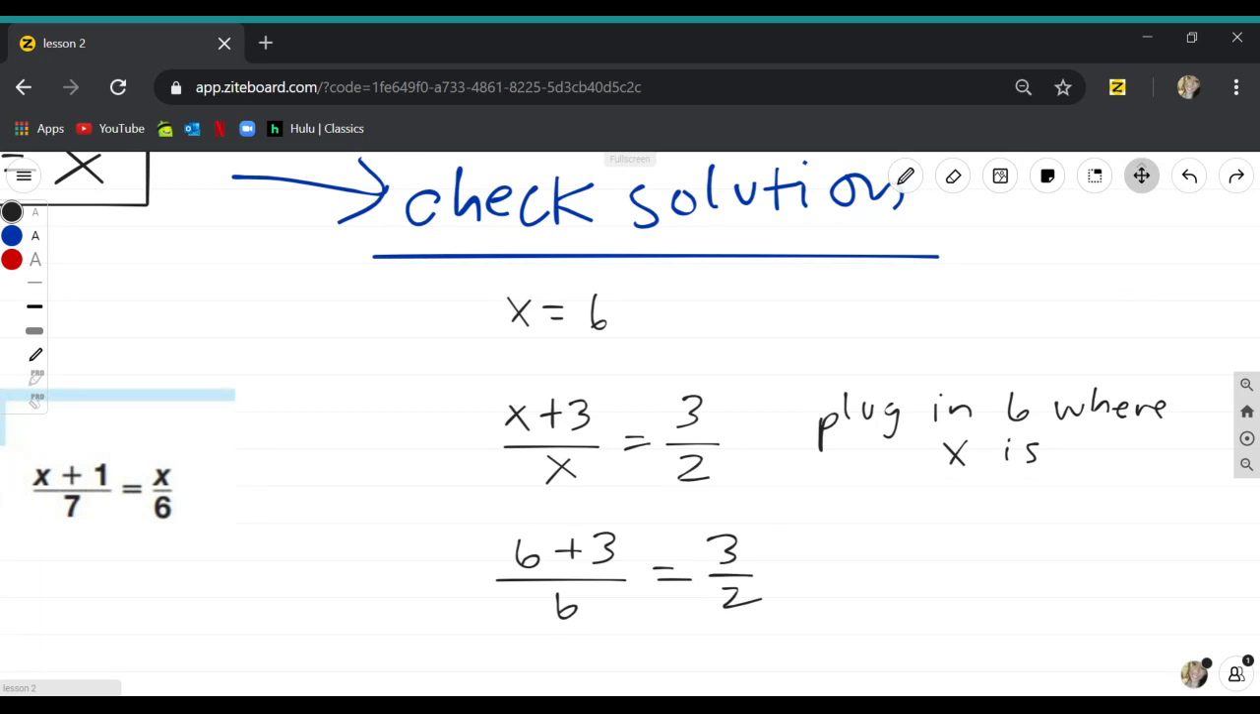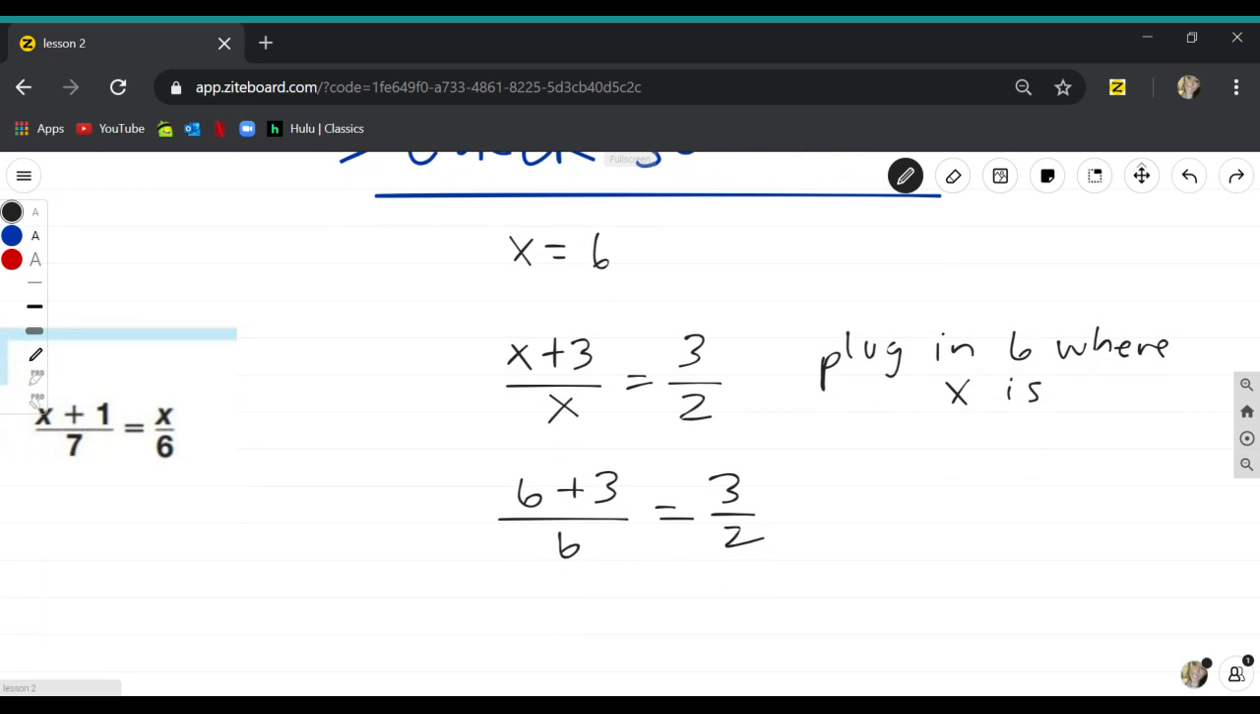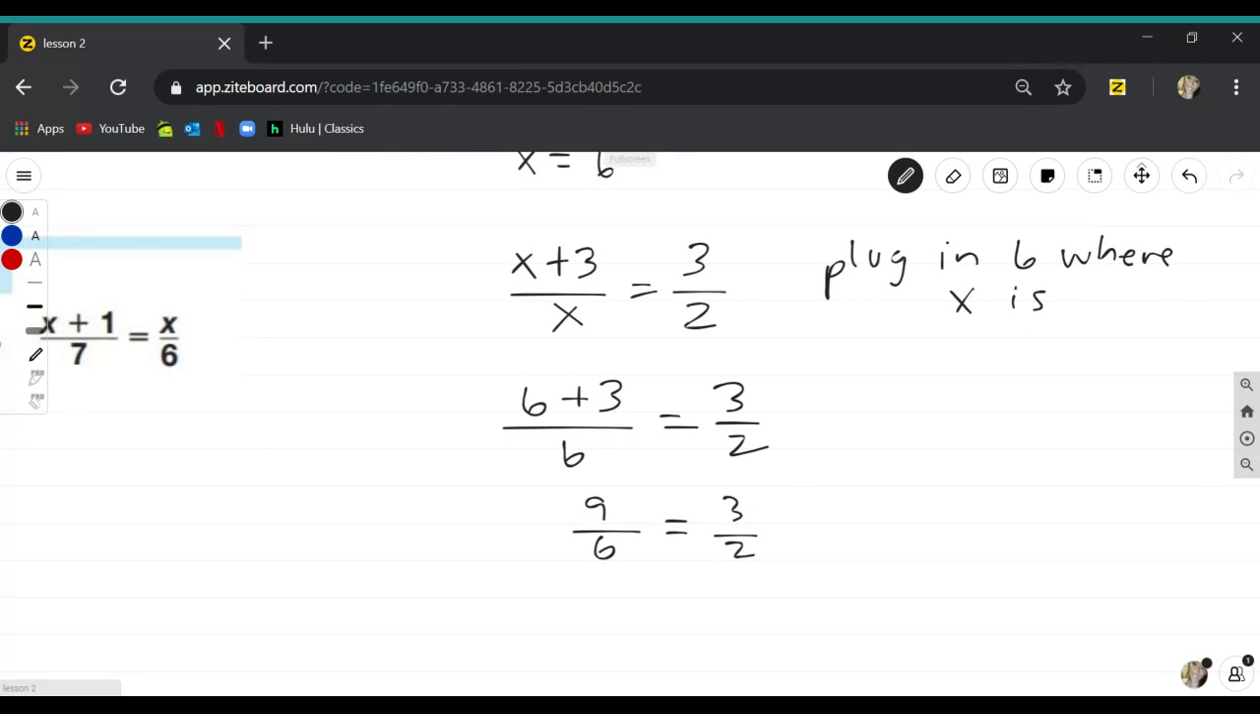Well, then 6 plus 3 is 9 over 6 is equal to 3 halves. Well, we can reduce this 9 over 6, and we can divide it by 3 on both sides. So 9 divided by 3 is 3. 6 divided by 3 is 2. And those are true.